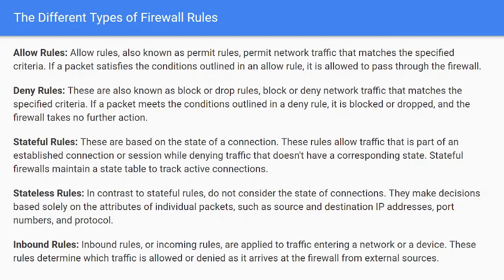You understand? So the next point is stateless rule. In contrast to stateful rule, it does not consider the state of the connection. They make decisions solely based on the attributes of the individual packets. So for stateless rule, you will have to do it every time. Let's say, for example, we're sending a file of let's say 100 MB now, and each of the packets is going in one MB at a time.